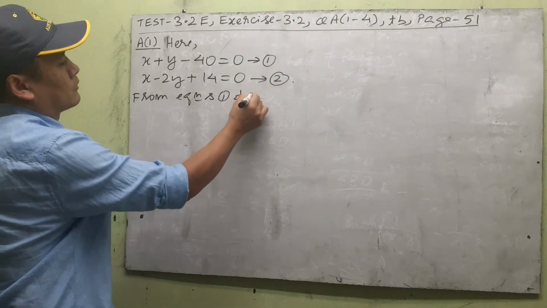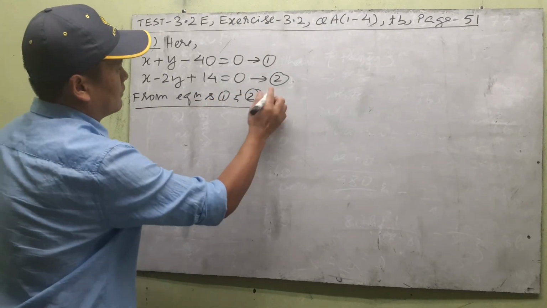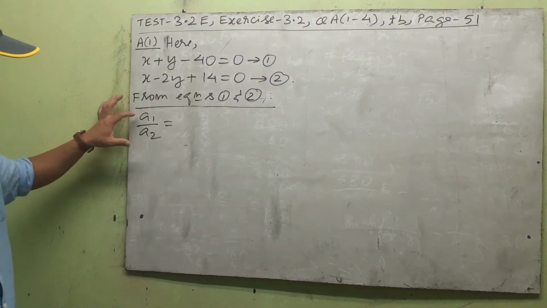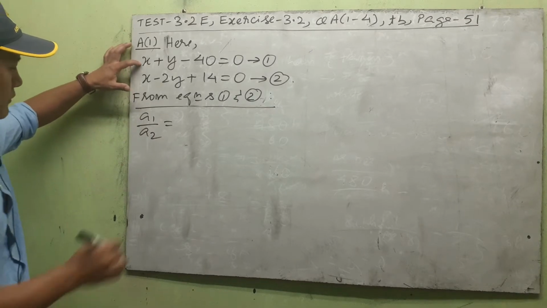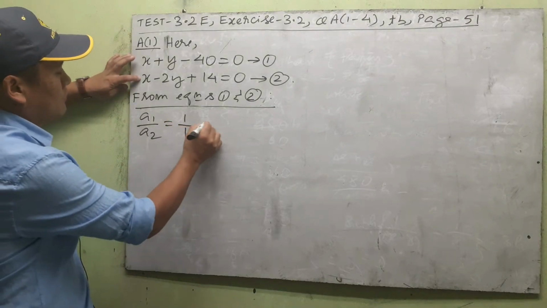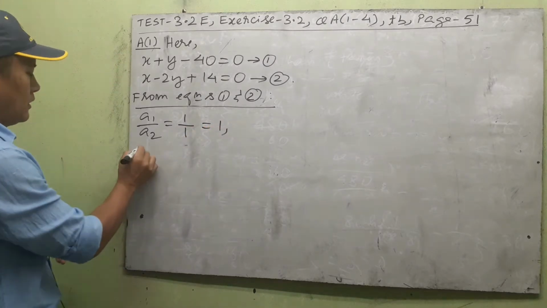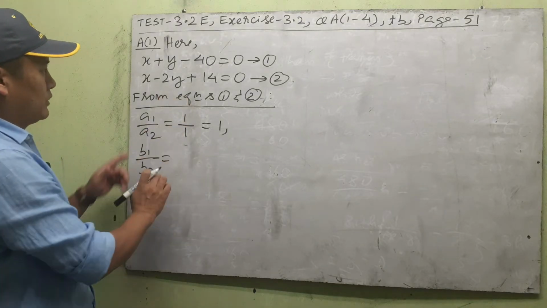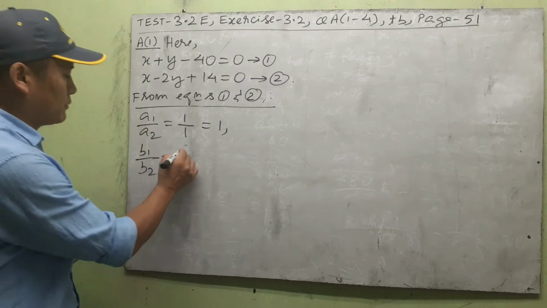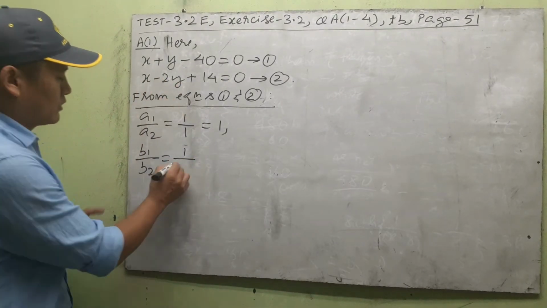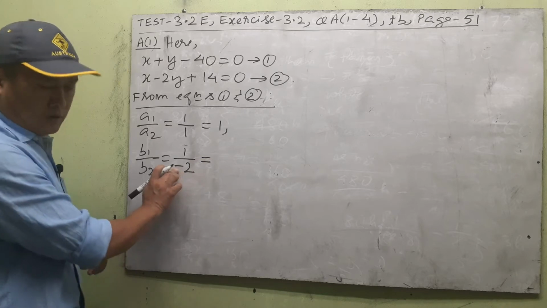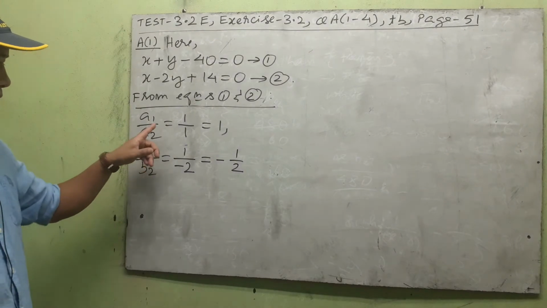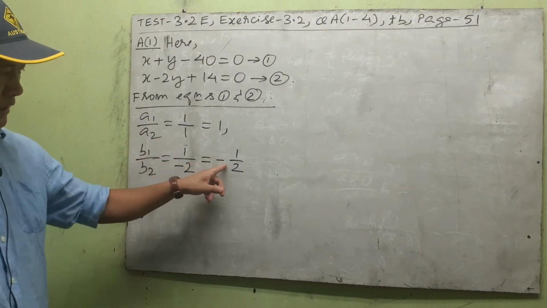So from equations 1 and 2, let us find out A1 by A2. The coefficients of x are called A1 and A2, so here in front is no number, plus 1. Here also 1, so 1 by 1 means 1, comma. Then B1 by B2 is equal to, B1 and B2 are the coefficients of y, so here in front of y no number means plus 1, in front of y is minus 2. So there's denominator minus means we always make sure we bring it up to the numerator. And immediately we see A1 by A2 is 1 and B1 by B2 is minus 1 by 2.